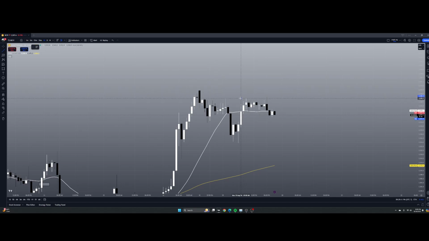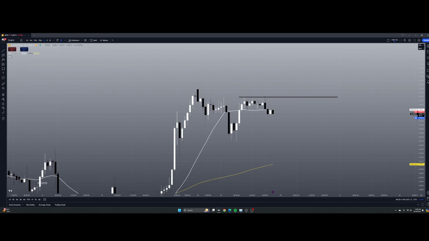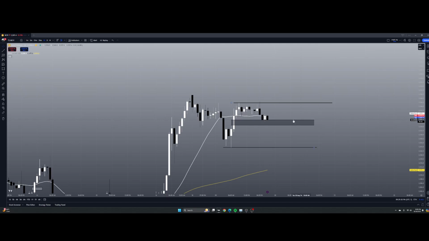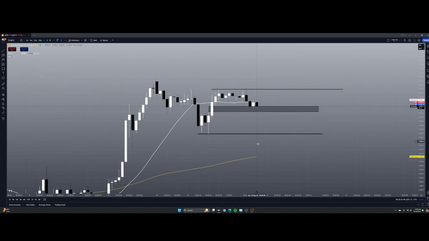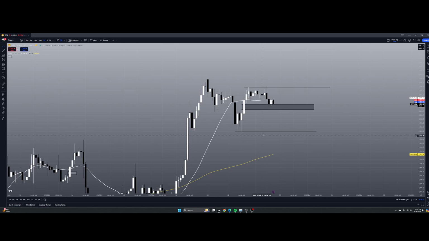So we have this high, we have this low. Draw our 50 out. It's actually 60%. So just like that. We're looking for it to hold above this and potentially take out the highs again. Or, you know, come lower, take out the lows.